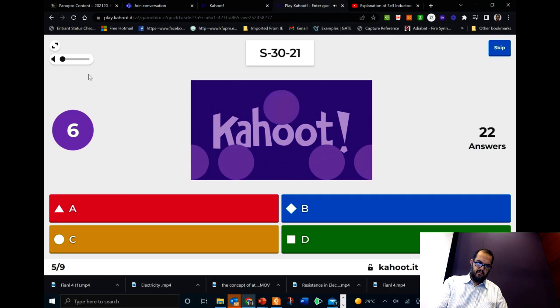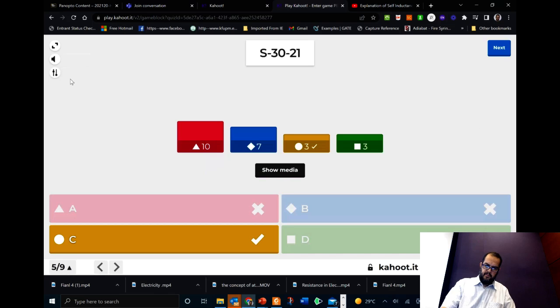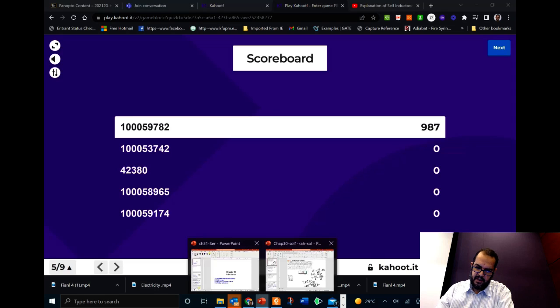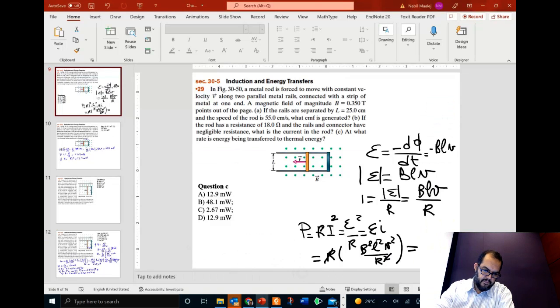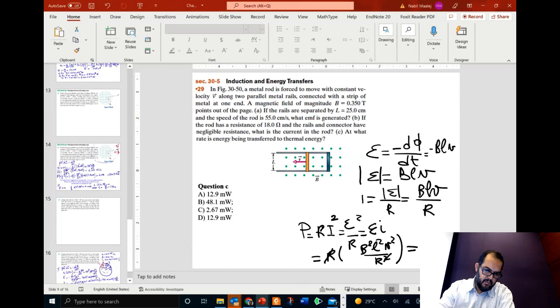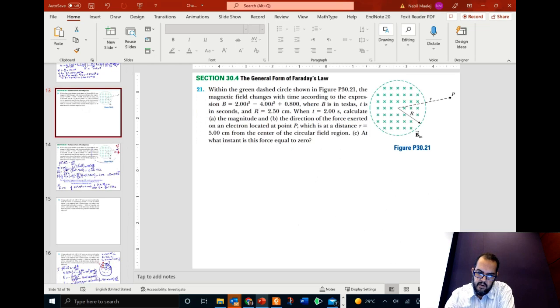Okay, all right, so three correct and the rest are incorrect. So let's look at this problem here. We are given the magnetic field, and it's into the page, and the radius r is 2.5 centimeters, t is equal to 2 seconds. Calculate the magnitude and direction of the force exerted.